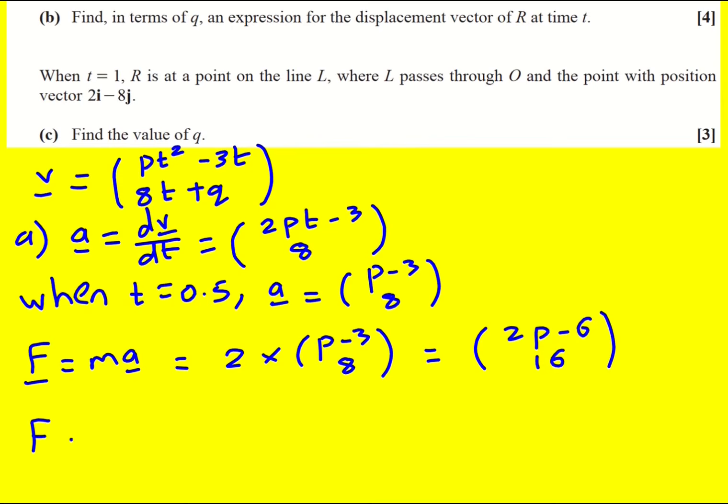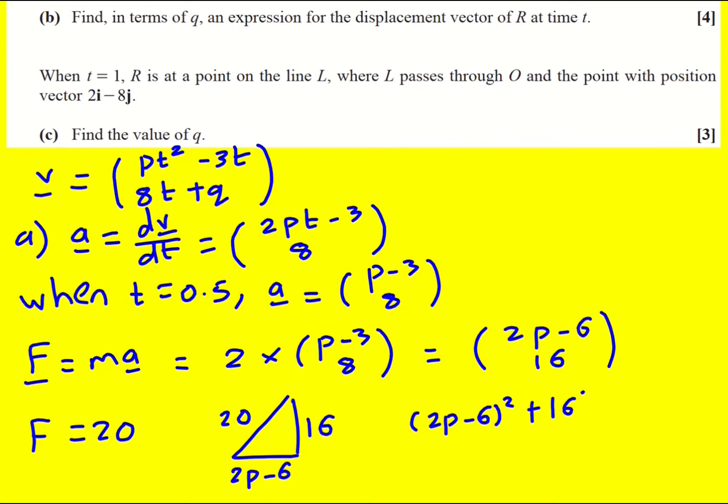So F, the magnitude, is 20. And I can use Pythagoras' theorem now, basically. I can draw a little triangle. I've got 2p minus 6 in the x direction, and then 16 up, and then that's 20. So 2p minus 6 all squared plus 16 squared is equal to 20 squared.